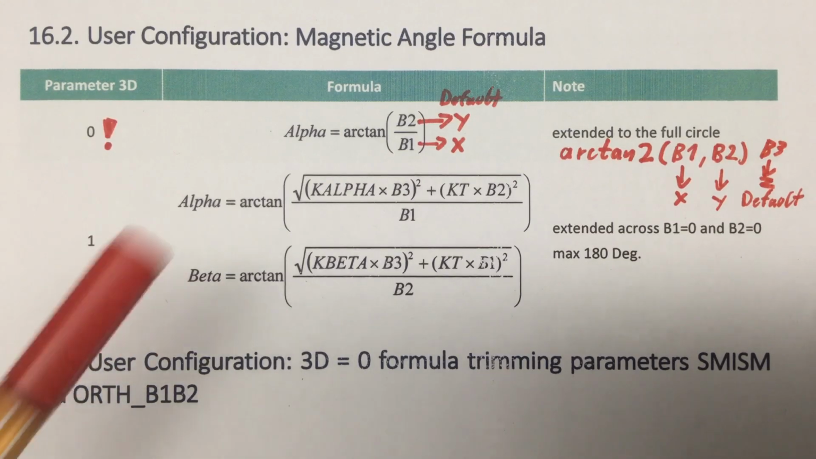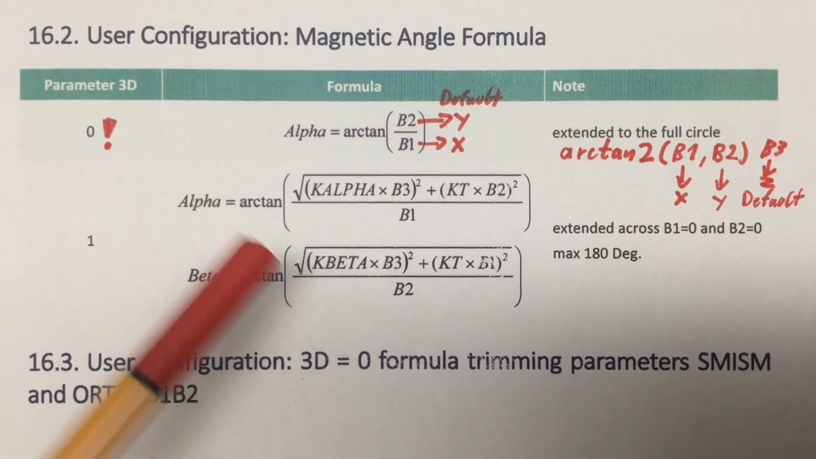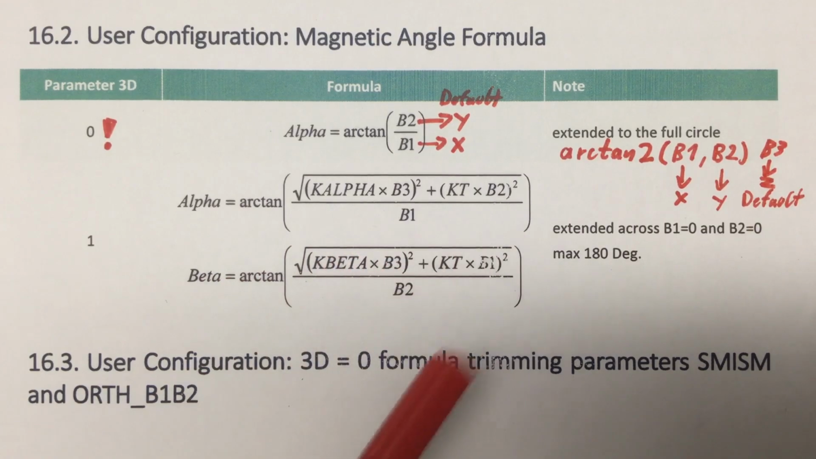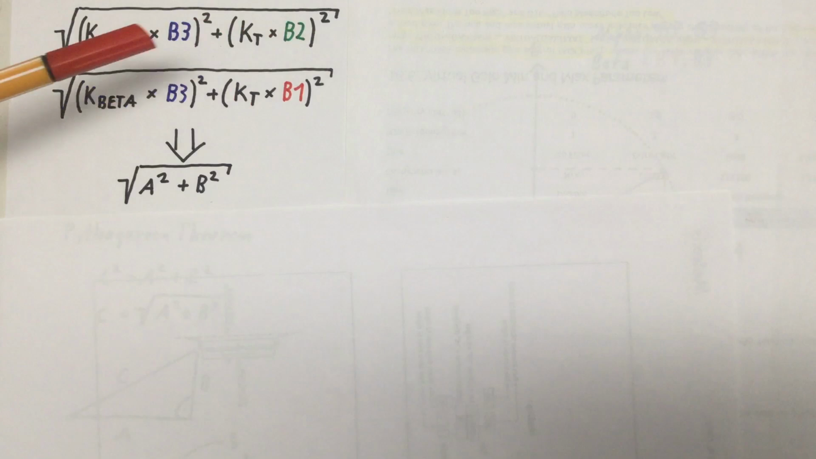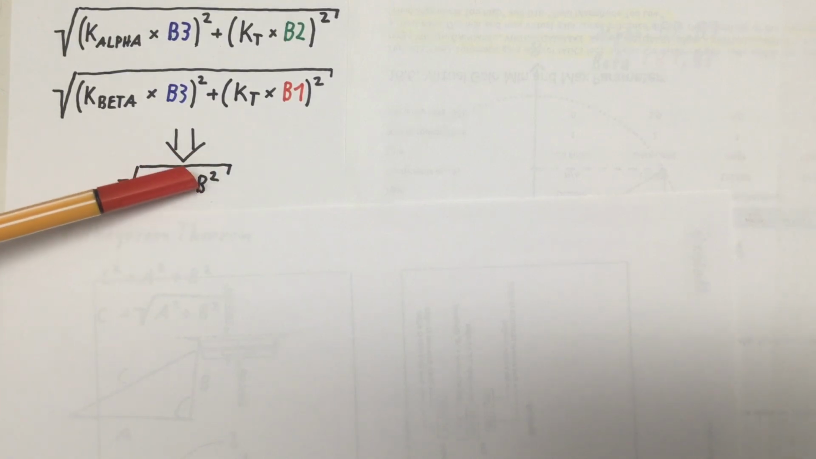Let's first try to understand what these formulas do. And I want to start with the numerators of these two fractions here. Both numerators, so square root of k alpha times b3 squared plus kt times b2 squared and square root of k beta times b3 squared plus kt times b1 squared, have the same form. You have two expressions here squared and added, and then you take the square root of it. So square root of a squared plus b squared.